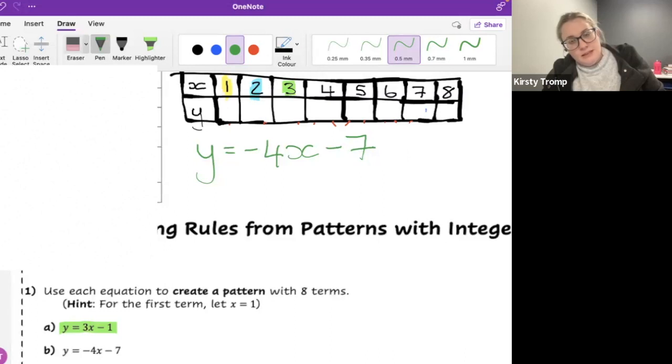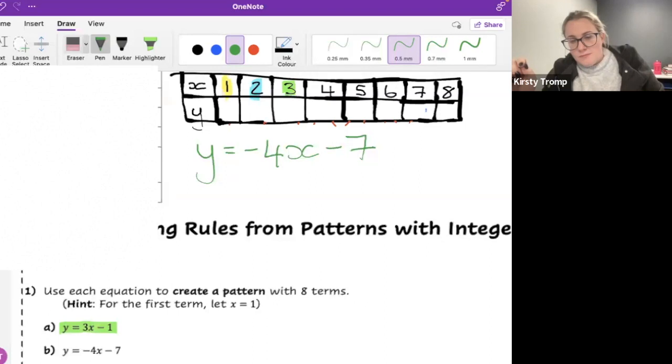All right, I see I've got Museki. Museki, do you have a question for me? Hi, Museki, what's your question? Ma'am, when it's y equals 3x minus 1, how should I do it? How should you fill in the blocks? Yes, ma'am. Okay, Museki, were you a little bit late for our lesson, or were you listening when we filled them in together?